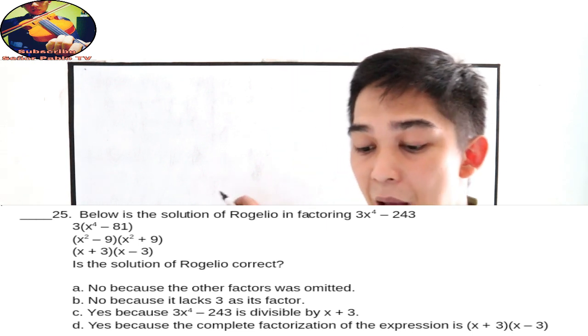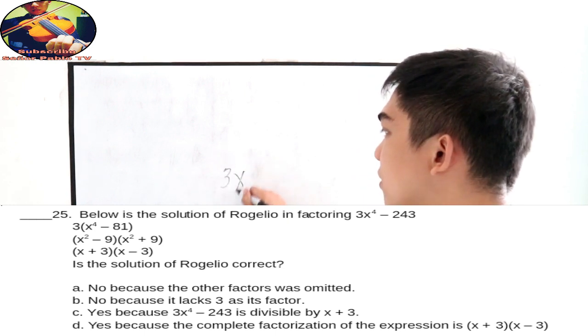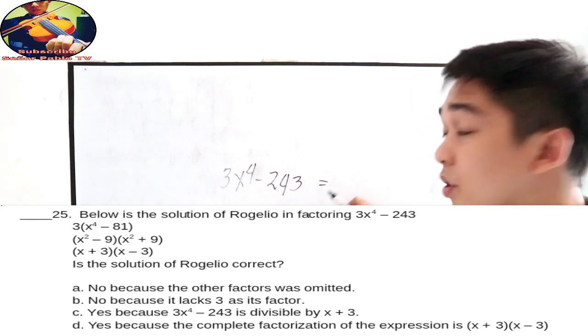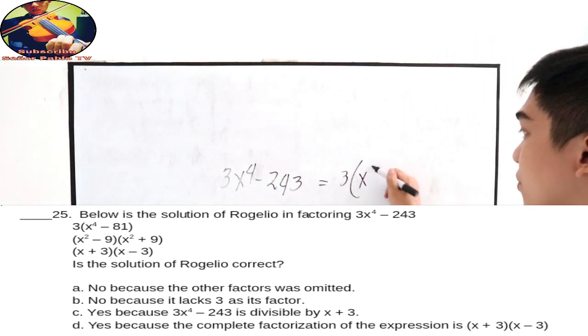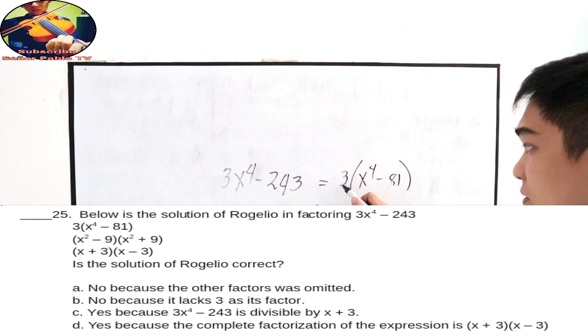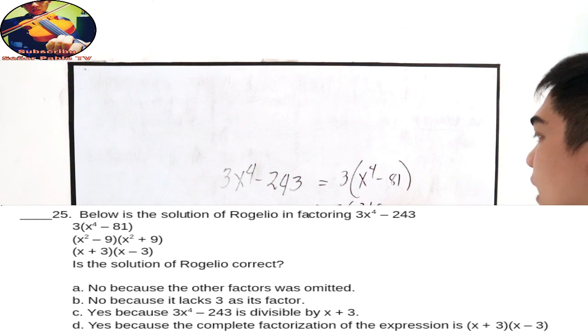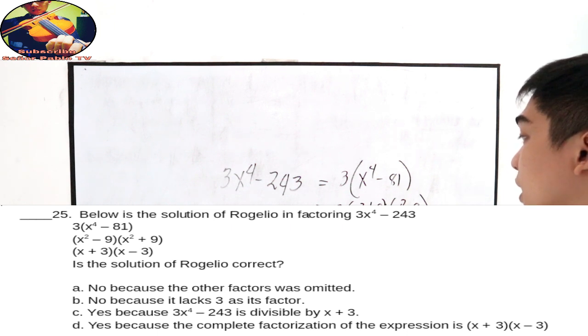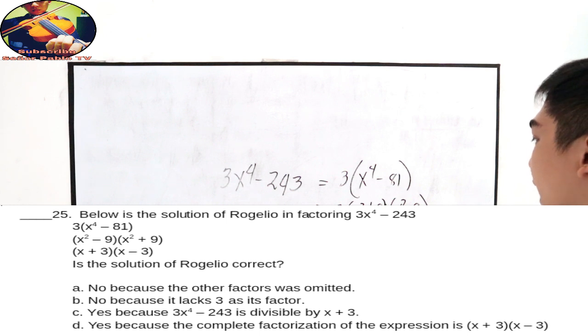O, try natin itama. 3x raised to 4 minus 243. Tama na yung first step niya. Ang common factor is 3. Then, x raised to 4 minus 81. Then, copy si 3. Huwag siyang tanggalin. Then, square of a binomial, x squared plus 9, tsaka x squared minus 9. Then, factor pa natin to, difference of squares. So, 3, x squared plus 9, and x plus 3, x minus 3. So, ito yung complete factorization natin.